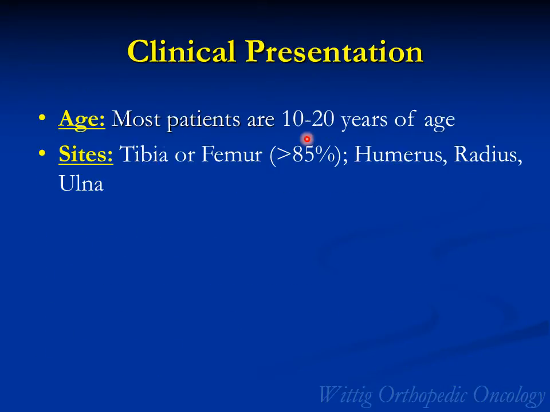Most patients are between 10 and 20 years of age. The most common sites are the surface of the tibia, the diaphysis of the tibia, and the diaphysis of the femur. They constitute greater than 85% of cases. The humerus, the radius, and ulna are also common sites.